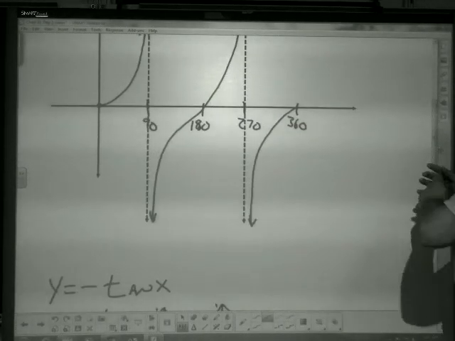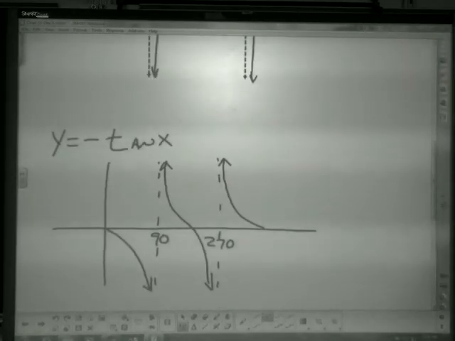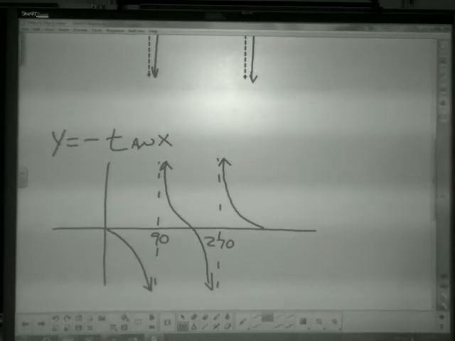Negative tan is just the flip. Where everything's positive, it's negative, and where it's negative, it's positive. So it's just a mirror image of the previous thing I just drew.